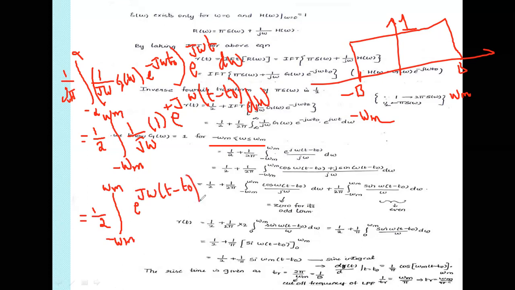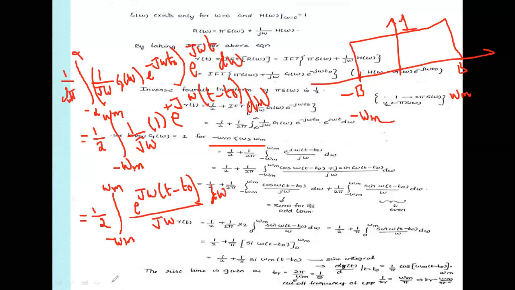And here both exponentials have the same base. Let us take j as common, it is plus j, and omega is also a common term, j omega into (t minus t naught) d omega. So we get 1 by 2, and now the integral is from minus omega m to omega m of e power j omega into (t minus t naught) whole, divided by j omega, into d omega.